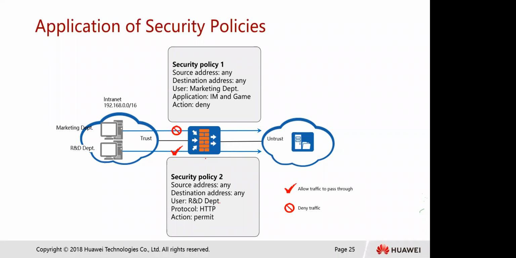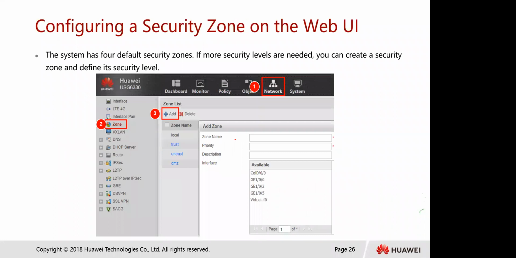It also helps you to inspect the content. It checks the security and blocks viruses and hacker intrusions for better protection of networks. So you have your intranet, you have different departments, the marketing one, and they're all sending traffic. As you have seen, we have already configured our different policies on the network. So configuring a security zone on the web user interface, we shall go ahead and look at these things practically.